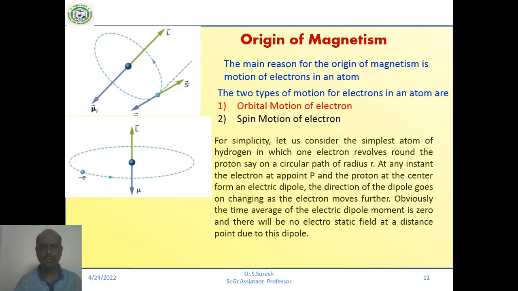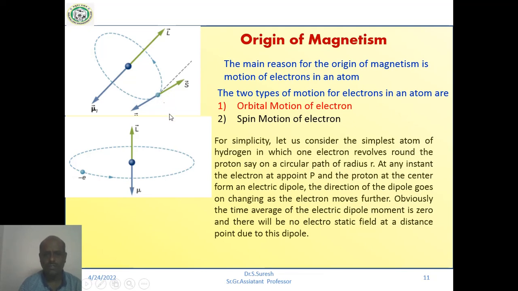So, good evening. Let us discuss the origin of magnetism. Why do different magnets show magnetism? Why are all materials not magnets? The main reason for the origin of magnetism is the motion of electrons in an atom. Electrons have two types of motions. One is orbital motion, where the electron revolves in its orbit, and apart from that, the electron is spinning about its own axis.